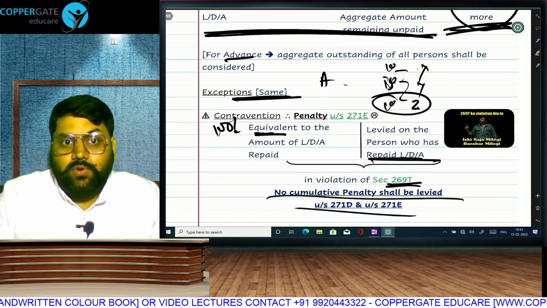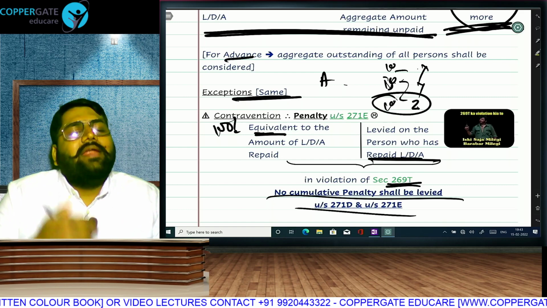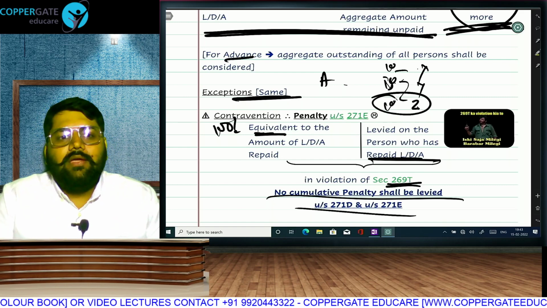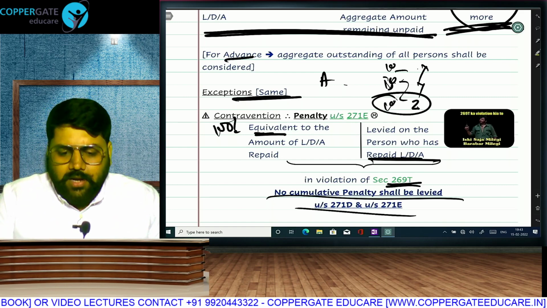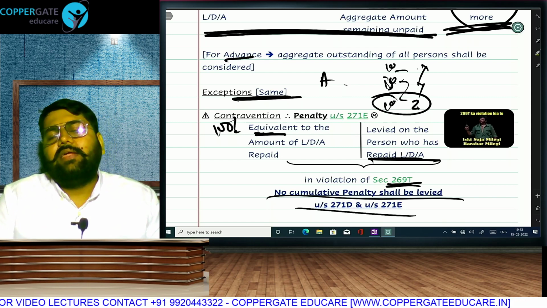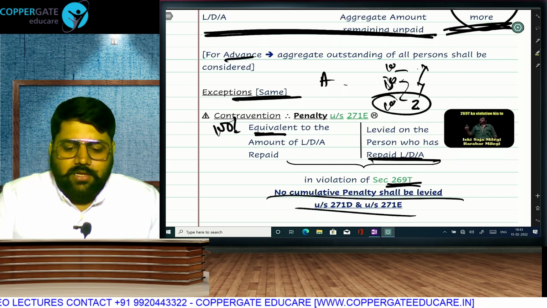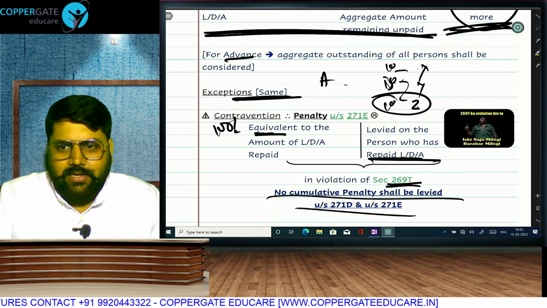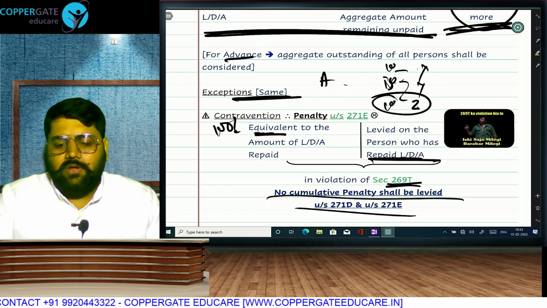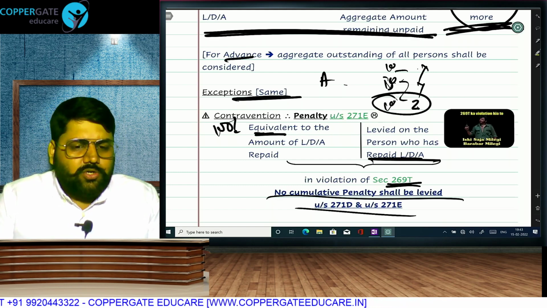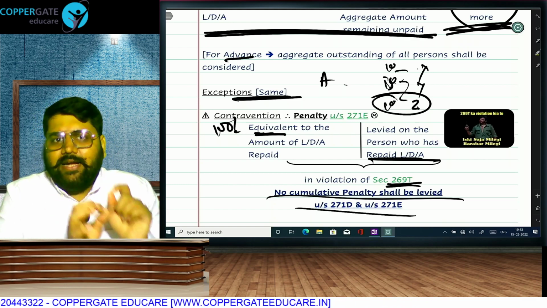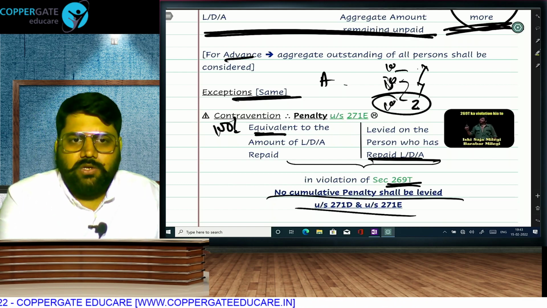So, if I take a loan and have already paid penalty, then at the time of repayment I will not be liable for penalty again. If you have paid penalty at the time of taking the loan, then you will not pay penalty again at the time of repayment of the loan. That was our chapter on 269SS and 269T cash loans.